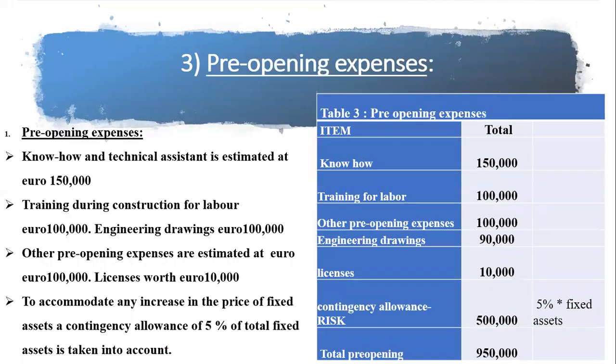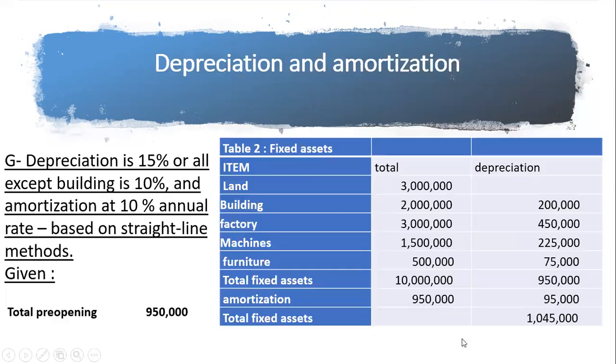The next step is the pre-opening expenses, which include everything I need before starting the business: know-how, expertise and technology, training, other pre-expenses, license, risk factors, all of these taken into consideration. So I break down all these items that I'm going to need before I start my business. It is 5% of the total fixed assets, which were 10 million, so it is 500,000. Then we find the pre-opening expenses, and then we go for the third step.